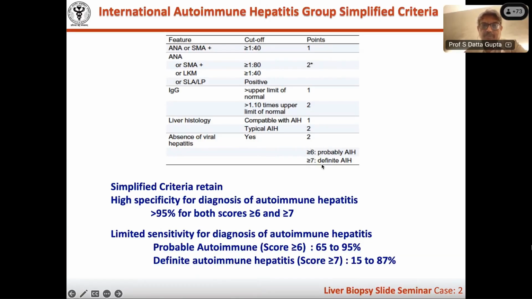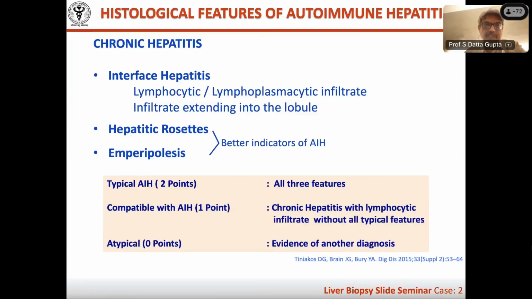If the total score is more than 6, it's probable autoimmune hepatitis. It is actually 6, and more than 7, it could be definite. So if it is 6 or 7 or more, it has a very high specificity. So it is based on the serology, immunoglobulins, and liver histology, which some of you have diagnosed, right? So this was one way of simplified criteria.